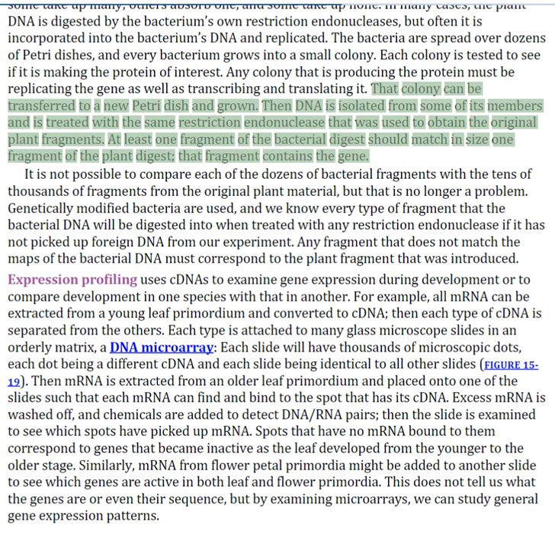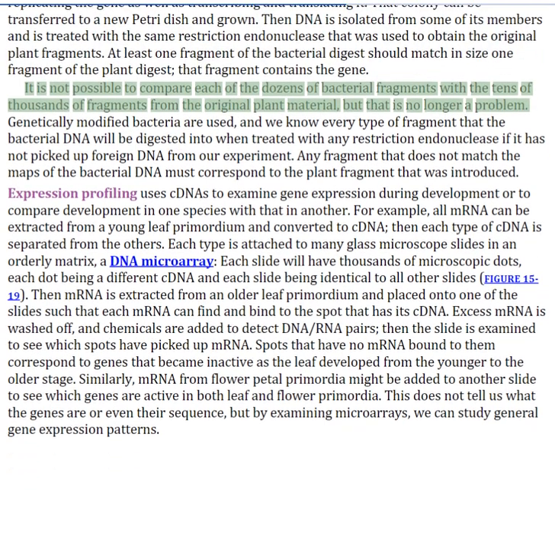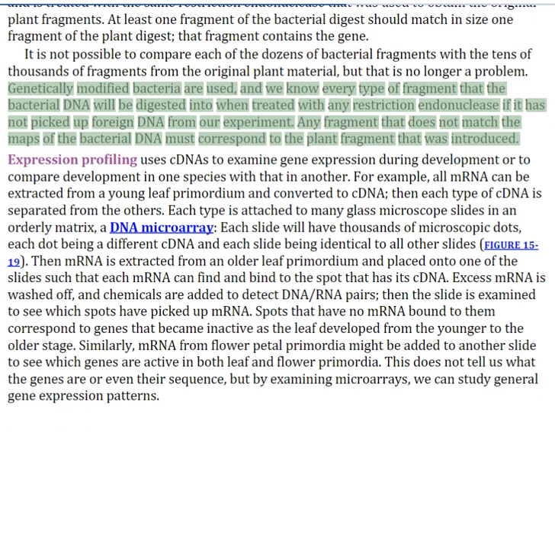At least one fragment of the bacterial digest should match in size one fragment of the plant digest. That fragment contains the gene. It is not possible to compare each of the dozens of bacterial fragments with the tens of thousands of fragments from the original plant material, but that is no longer a problem. Genetically modified bacteria are used, and we know every type of fragment that the bacterial DNA will be digested into when treated with any restriction endonuclease if it has not picked up foreign DNA from our experiment. Any fragment that does not match the maps of the bacterial DNA must correspond to the plant fragment that was introduced.